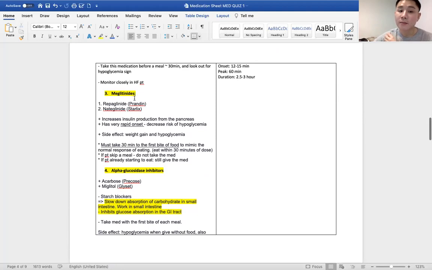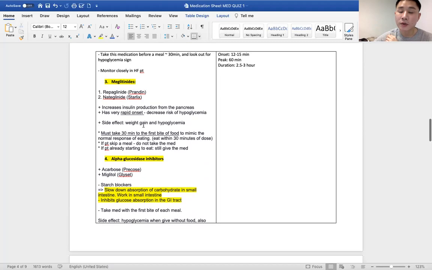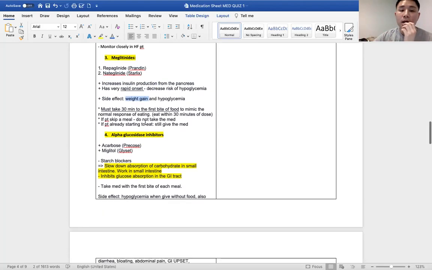Next, we have meglitinide. This medication also increases the insulin production from the pancreas. However, it has a rapid onset, so it decreases the risk of hypoglycemia. Because it increases insulin production, that's why it causes weight gain. You see the correlation here.